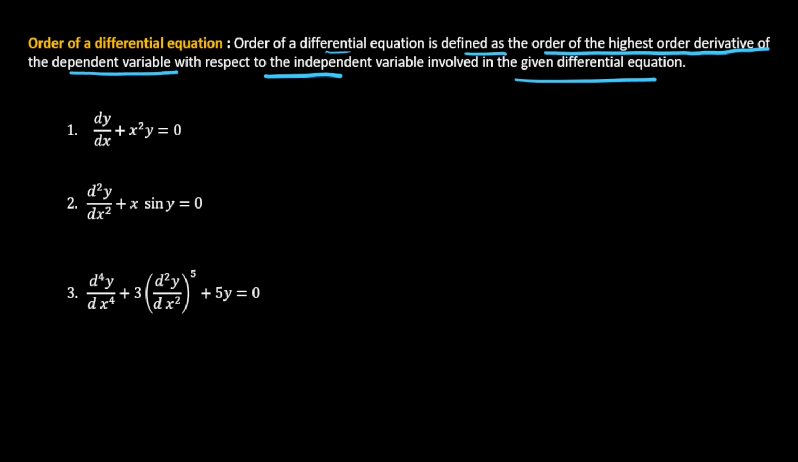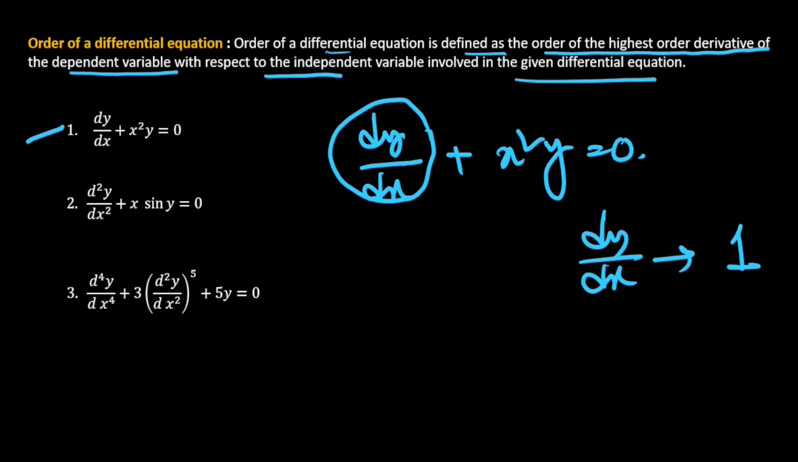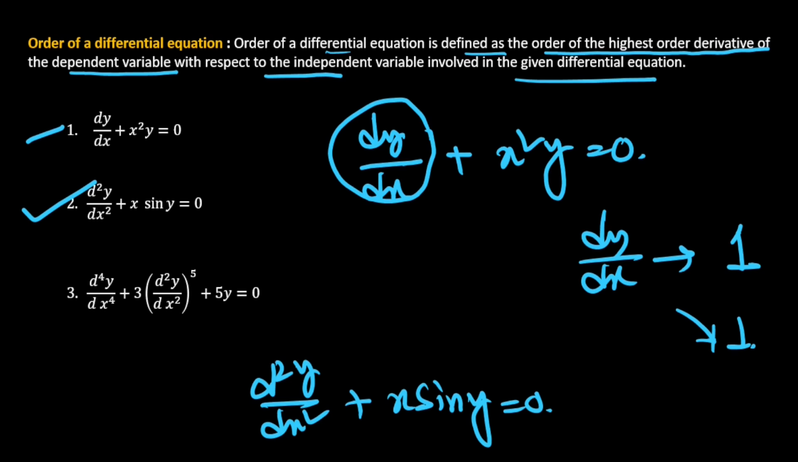Let's solve a few examples. Example 1: take dy/dx plus x square y is equal to 0. Ask yourself, what is the highest derivative present in this equation? That is dy/dx. So dy/dx is the highest derivative, which is a first derivative. So the order of this equation is 1. Now see example 2: d2y/dx2 plus x sin y is equal to 0. Can you tell me what the highest derivative is? It is d2y/dx2, the second derivative. So the order is 2.